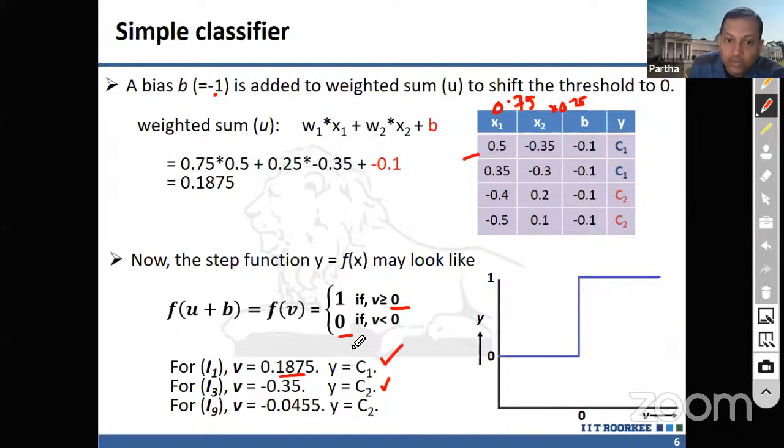Okay. So now this threshold, this step function, was initially at the minus 0.1 level, and now I am shifting it to 0. So always the threshold will check at the 0 level: if it is positive, it will be in one class. If it is negative, it will be in the other class.